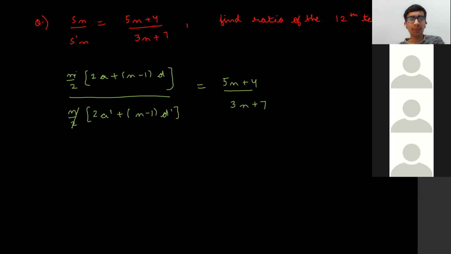Now this n by 2 and n by 2 cancel out. Now you have to put this n in such a way that this whole term comes out to be the 12th term. Since a is multiplied by 2, this term should come as 2 times a12. So you have to put n in such a way that this term comes out to be 2 times a12. So can you tell me what will be the value of n?